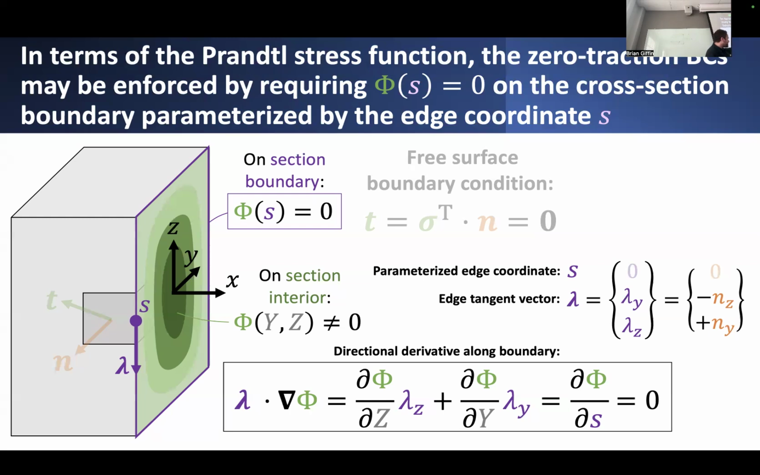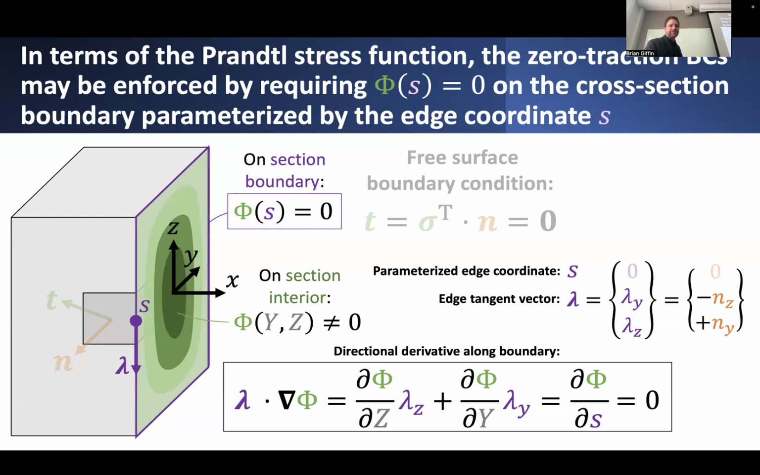It can't increase or decrease if I consider what happens to the value of this Prandtl stress function evaluated along the exterior boundary of this section. And I can assign it to be any arbitrary constant I like. For simplicity, it's usually done such that this constant is just 0. So along the boundary, I say that this Prandtl stress function has to be constrained to be equal to 0. And if I do that, then I automatically satisfy this condition of a traction-free boundary condition on this kind of torsional shaft.